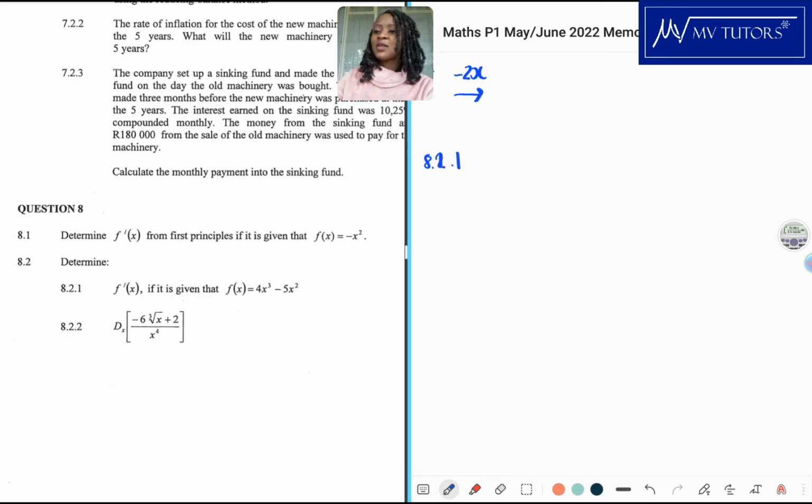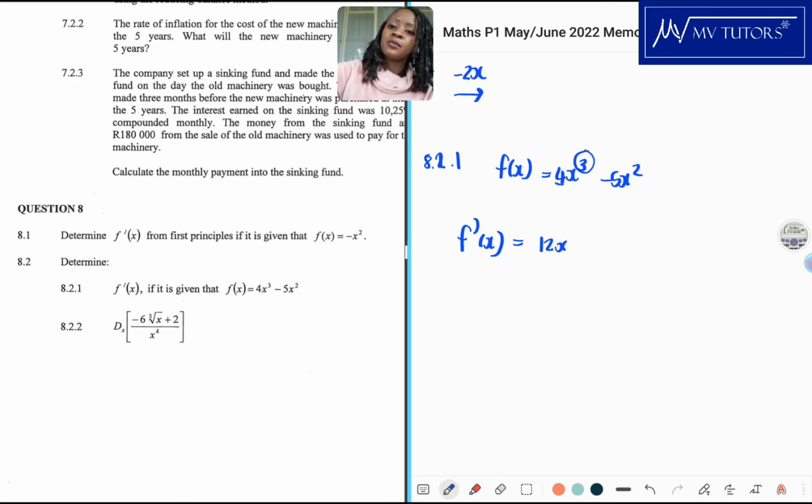8.2.1. So now we are getting f prime, given that f of x is 4x cubed minus 5x squared. This should go by quite simply. So if we've been doing this, we have been doing this in other questions. So basically I'm going to take the exponent and multiply by the coefficient of x, so that's going to be 12x.